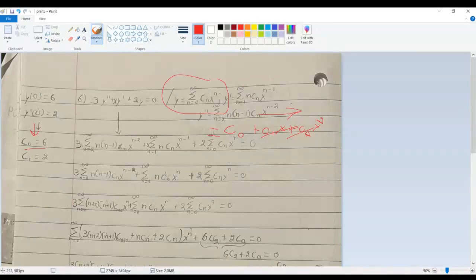With c_1, it's the same thing. The derivative y prime is going to be 0 plus c_1 plus c_2 x and so on. All of the values from c_2 to the right are going to have an x term, meaning they're going to go to 0. So the only term we're going to have is c_1, which is going to be equal to 2 in our case.